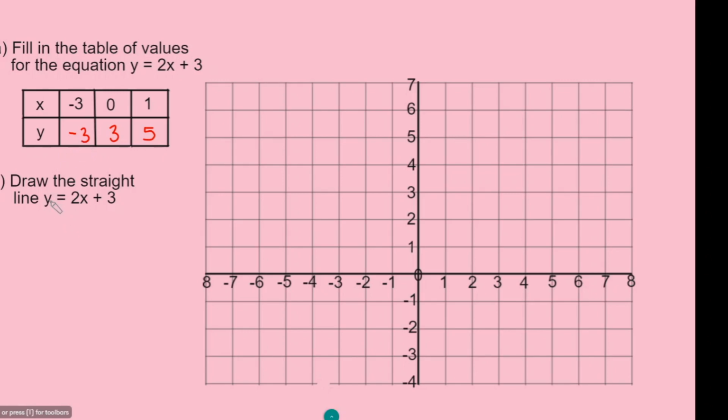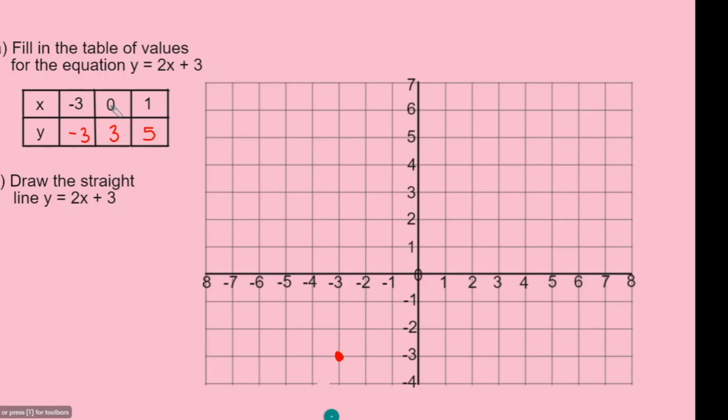Now, question B says we got to draw the straight line for this equation. Now, we know this equation really has these pairs of coordinates. So, we use them to plot our points and eventually a straight line graph on this graph. So, let's start off with the first pair of coordinates. When x is minus 3, y is minus 3. So, try to locate it. When x is minus 3 here, y is minus 3 somewhere here. So, I'm going to put a dot here, making it big enough to be seen.